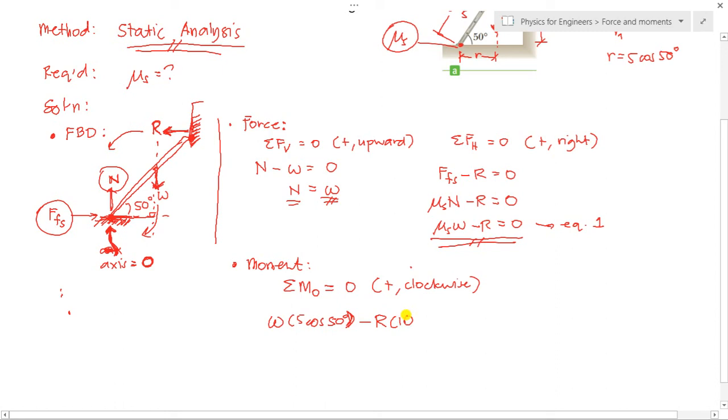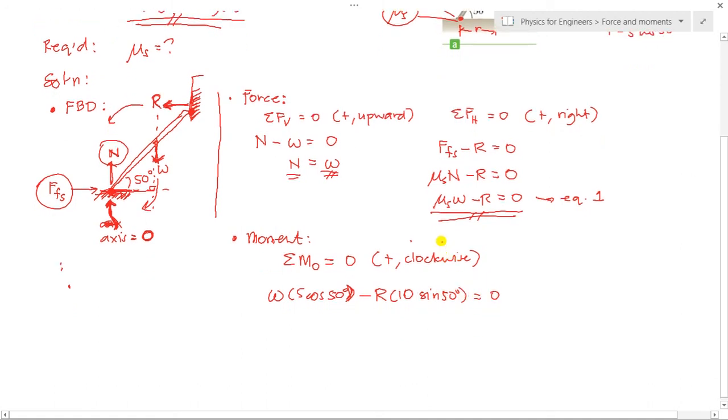Okay, 10:30 na. So last na lang gyud ni class. So this is 10 sine 50 degrees. That's equal to 0. Since si R atong ipangita ari, so we can transpose this. Then we now have R is equal to W, then 5 cosine of 50 degrees all over 10 sine of 50 degrees. Di ba? Nasunod na class? Sunod na?